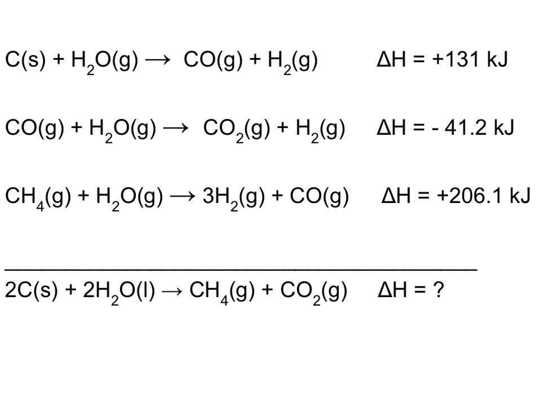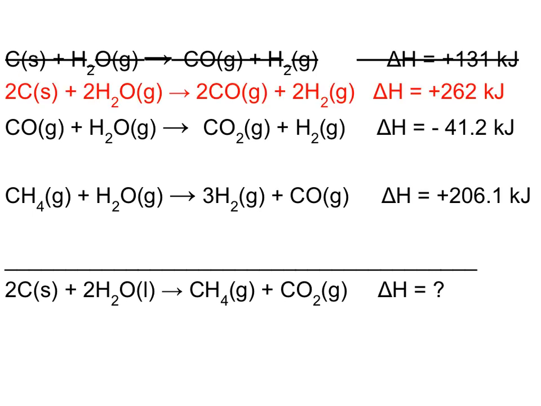So one of the things that we first notice is that we need carbon as a reactant in our final equation. However, we need 2 carbons as a reactant. The only equation with just carbon in it already does have carbon as a reactant, however, it's only 1. So the first thing I'm going to do is double our top equation in order to get 2 carbons as a reactant. Now, since I doubled that equation, I also had to double my delta H value.